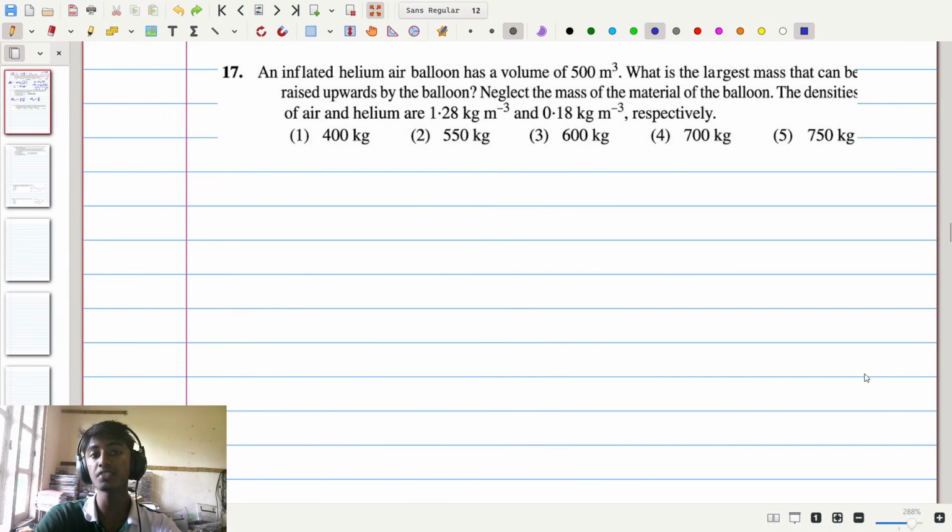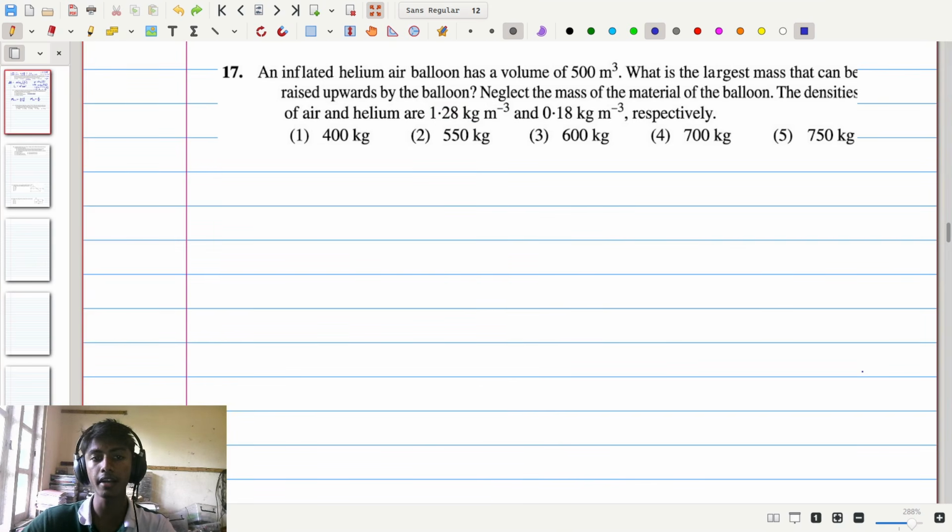Now next we consider 17. 17 says, an inflated helium air balloon has a volume of 500 cubic meters. Given this, what is the largest mass that can be raised upward by the balloon? And for this we are told to neglect the mass of the material of the balloon, and also told the densities of air and helium are 1.28 kilogram per cubic meter and 0.18 kilogram per cubic meter respectively.